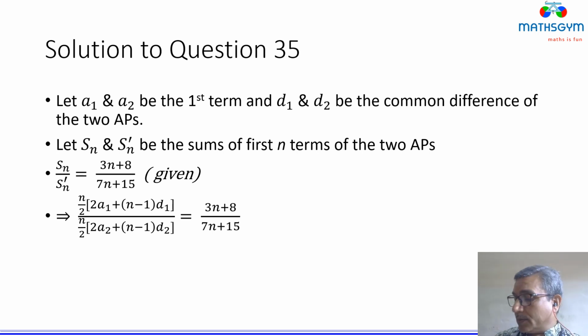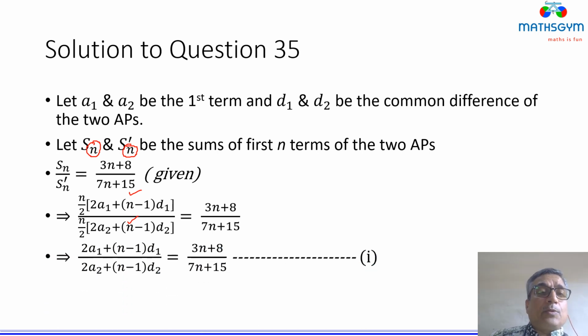What you need to also realize is that for both the series we are only looking at the sum of their n terms. So this is one thing which is common here. That's why both expressions have an n, and on the right hand side also you have an n. So n by 2 can be cancelled out and we get 2a1 plus n minus 1 into d1 upon 2a2 plus n minus 1 into d2 is equal to 3n plus 8 upon 7n plus 15. Let's denote this as equation number 1.